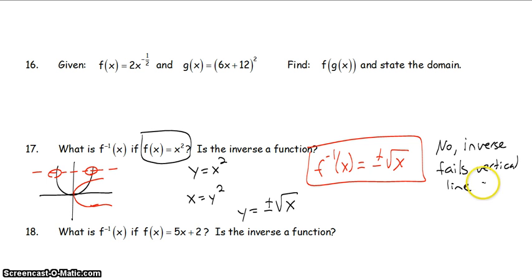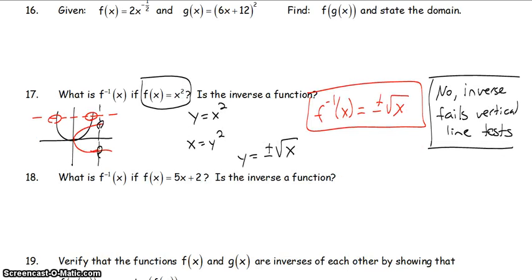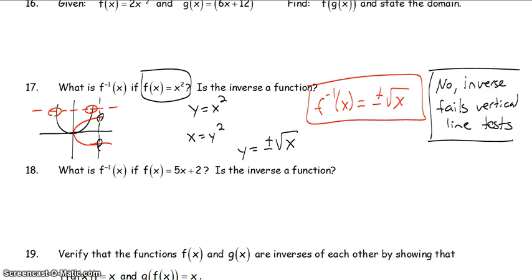So the inverse fails the vertical line test because that's what actually tests if something's a function. If I draw a vertical line here, it failed it. Or you could say the original function failed the horizontal line test. Those are two options you can pick for your description. You have to make sure you're talking about either the inverse or the original.